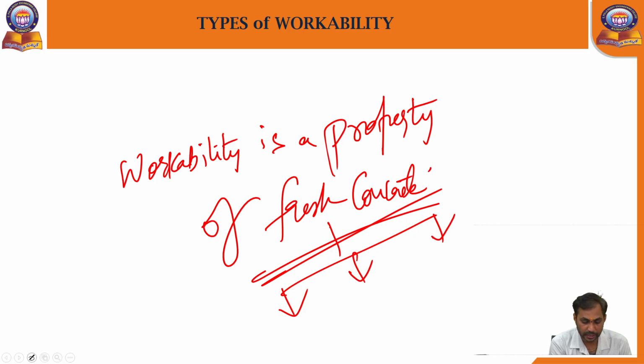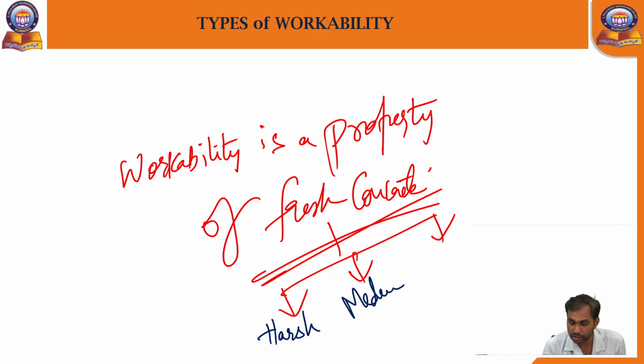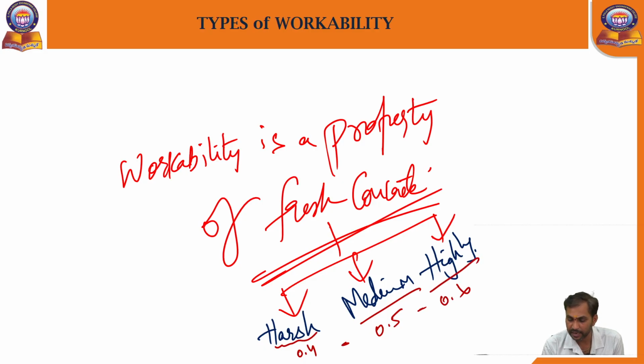What are those 3 types of workable nature? One is harsh workable nature. Second one is medium workable nature. Third one is highly workable nature. So these 3 types of workability nature depend on the water cement ratio taken, which is 0.4, 0.5, or 0.6. In between also we can take.